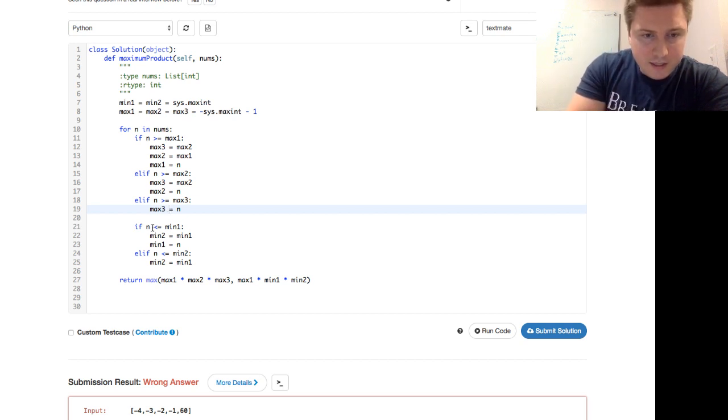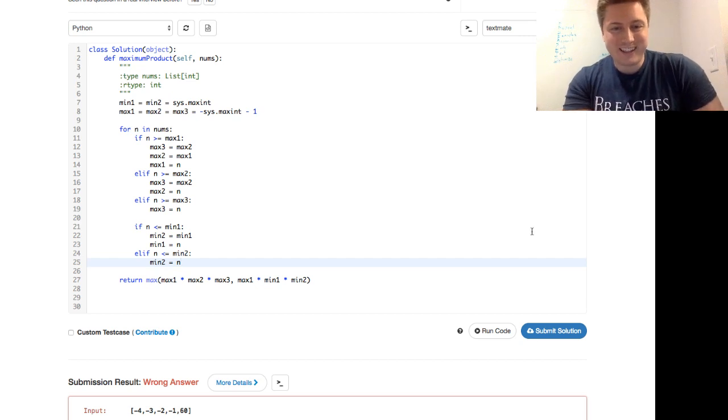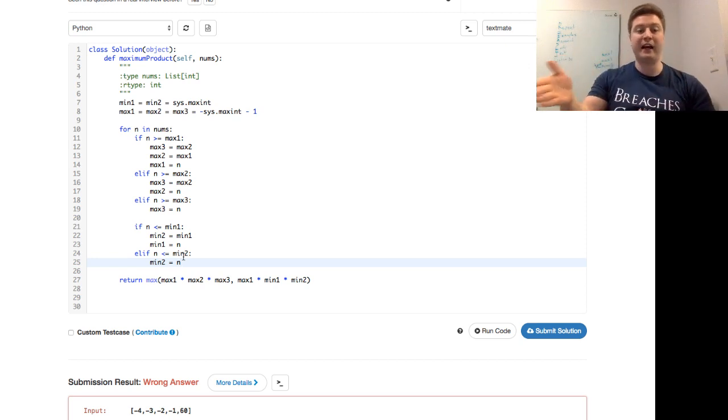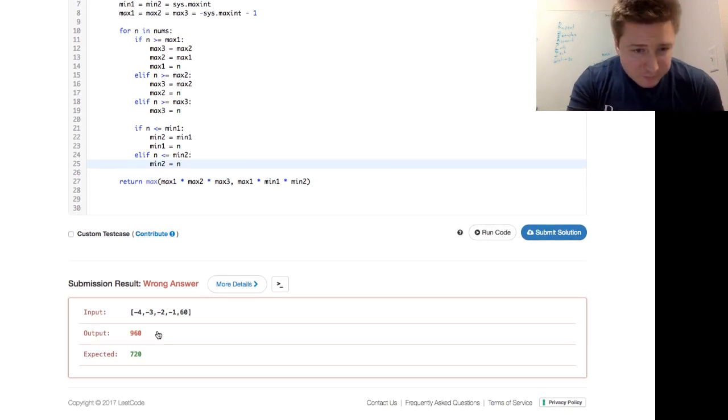If n, oh geez, not min 1 becomes n. Ooh, but let's go ahead and so that last one, the min 2 doesn't become. If you have a number that's smaller than the second smallest number, then the second smallest number becomes that number that you're looking at, not what the smallest number was. So why did that give us 960?